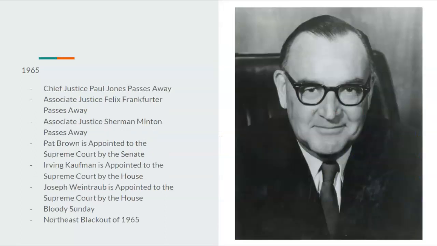Going on to 1965, Chief Justice Paul Jones would pass away, and he would be replaced by Pat Brown, the former governor of California that's pictured to the right. Associate Justice Felix Frankfurter would pass away, and he would be replaced by Irving Kaufman. Associate Justice Sherman Minton would pass away, and he would be replaced by Joseph Weintraub. Bloody Sunday also occurs this year, as well as the Northeast Blackout of 1965.